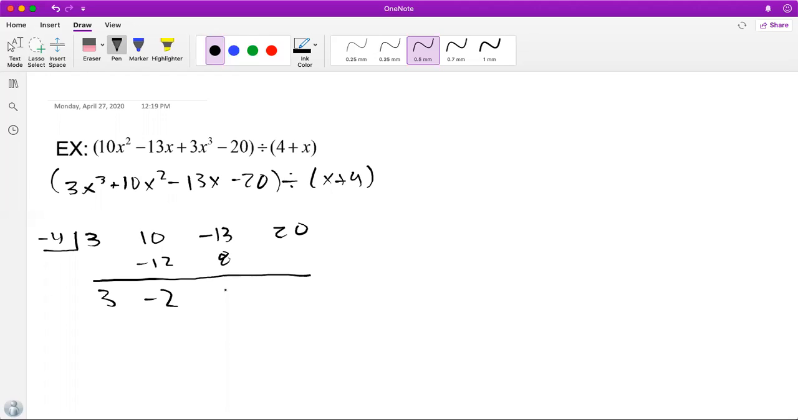13 plus 8 is -5. -5. Ooh, this should be a minus. It should be a -20. -4 times -5 is 20. Boom, remainder 0. That's always good.